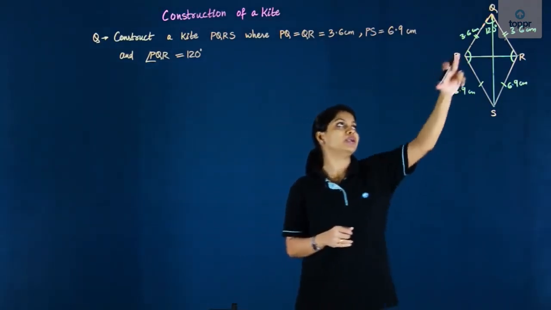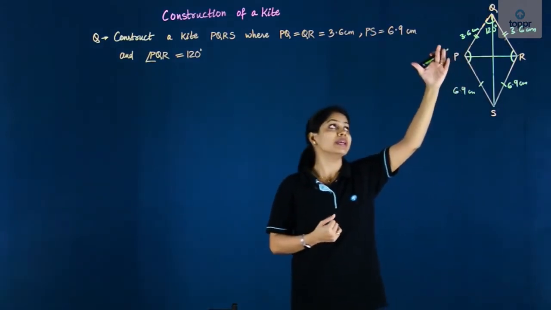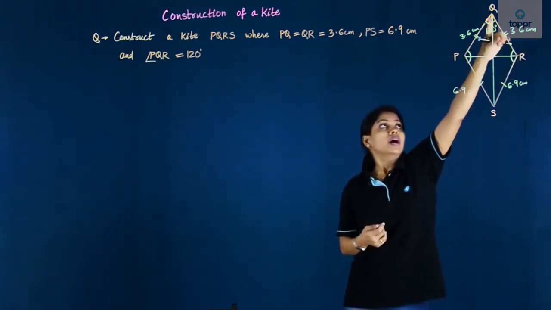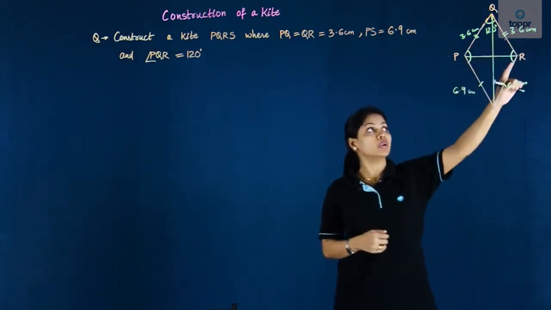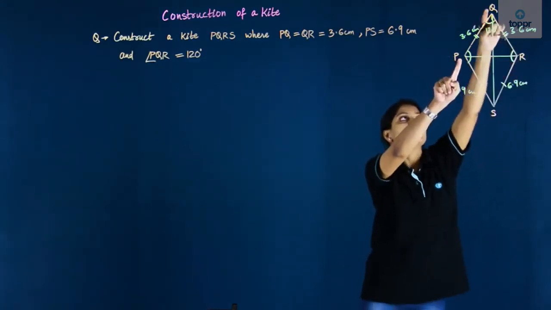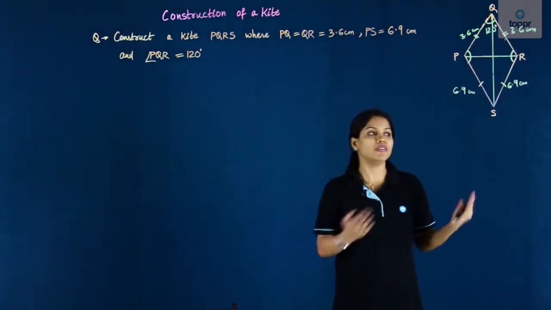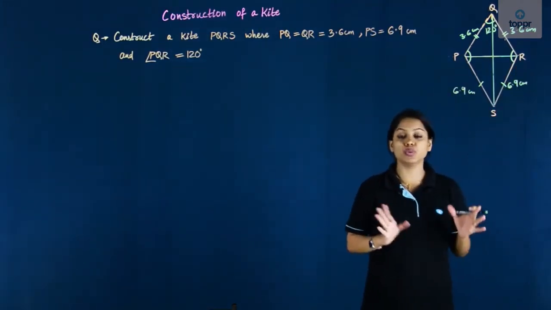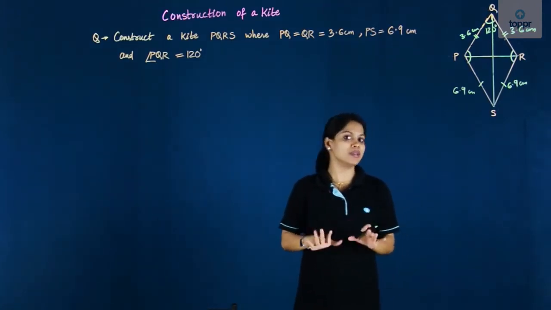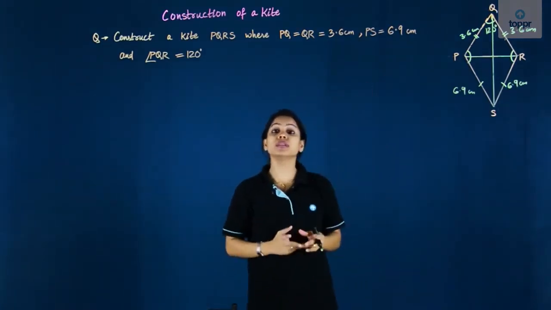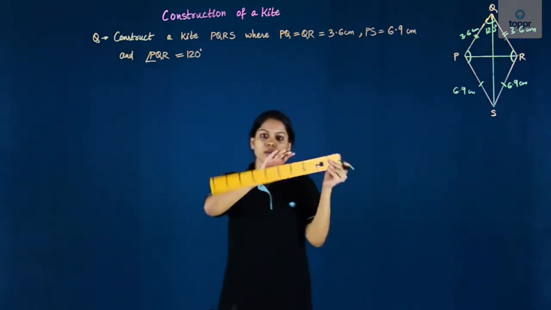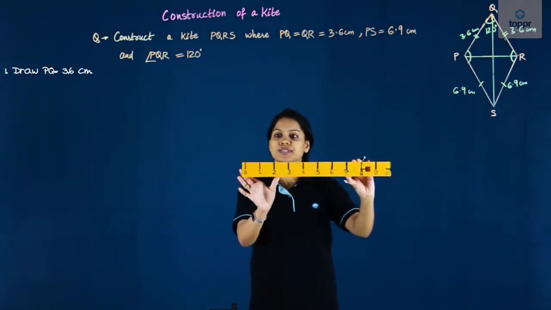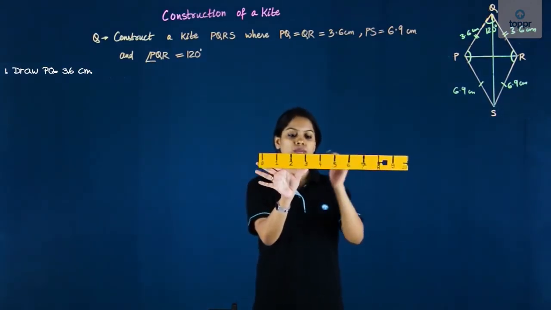We can start by drawing PQ of the given measurement. Then we'll construct a 120 degree angle and cut an arc of measure 3.6 so that we can locate R. Now that P, Q and R are located, our only job will be to locate S, which becomes very simple because we know PS and RS. Both of them are known to us. So it's a very easy construction. So for starting, let's start with PQ. PQ has been given as 3.6. So I'll first draw PQ.